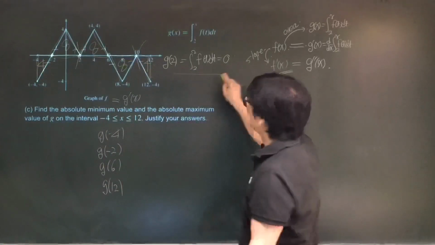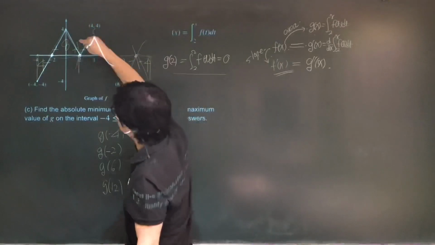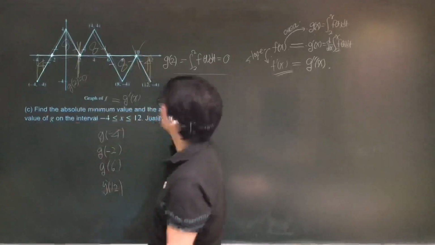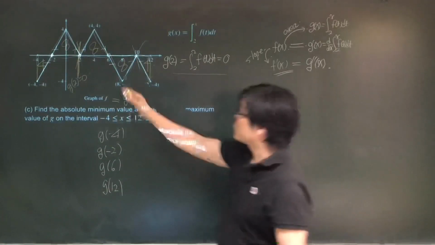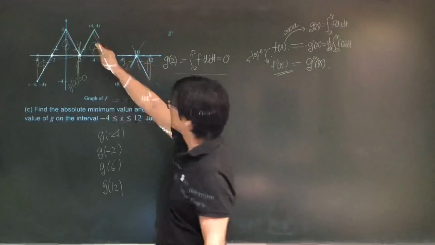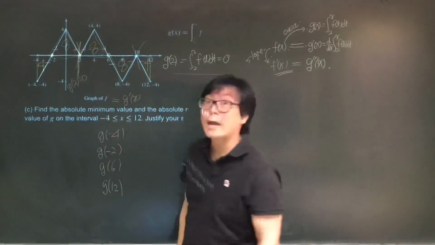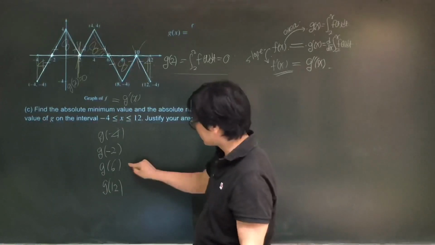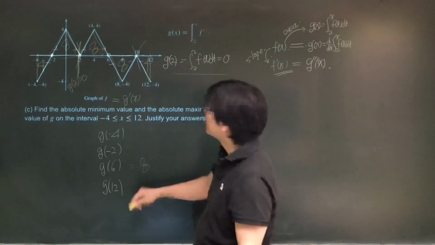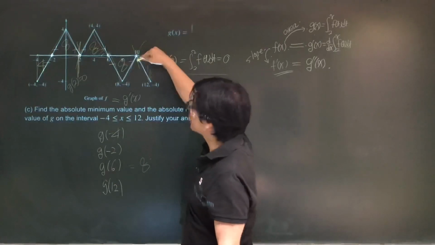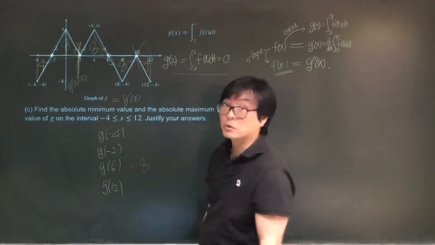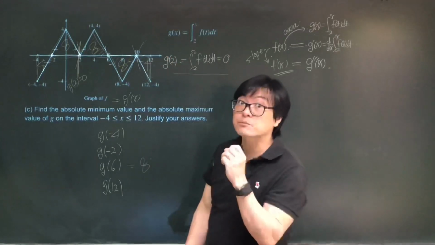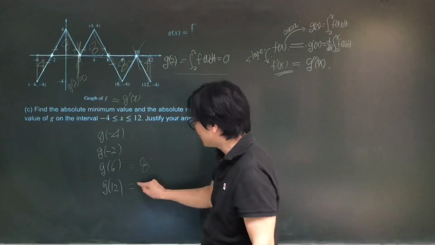And here, g of 2, this point, g of 2 is actually 0. Okay, so from here going this way, you need to add up 8 on g of 2 to find out g of 6. So g of 6 will be 8. And from g of 6 to g of 10, subtract 8. So that will be 0. And from there to go to 12, we need to subtract 4 more. So this value will be negative 4.